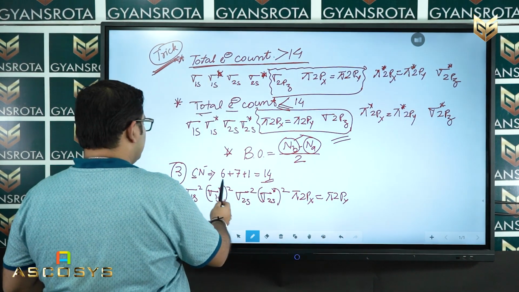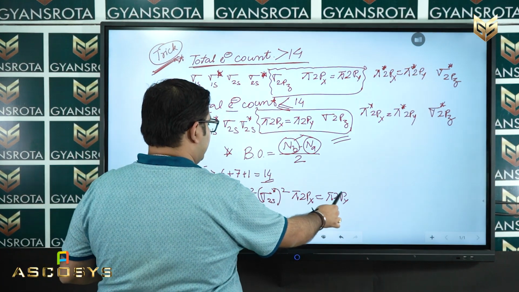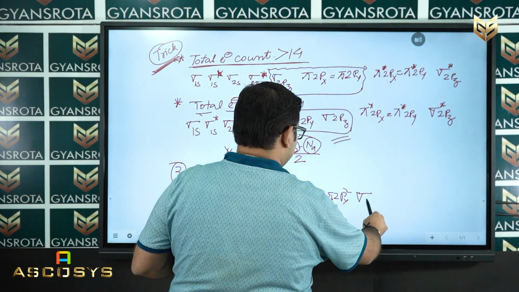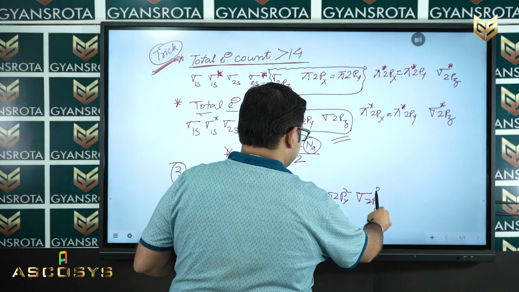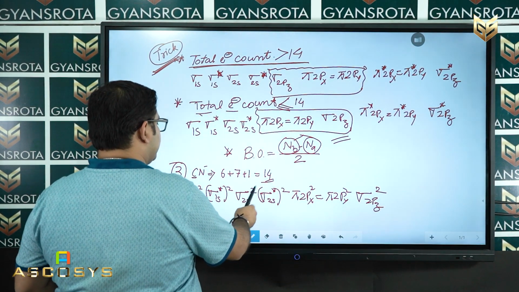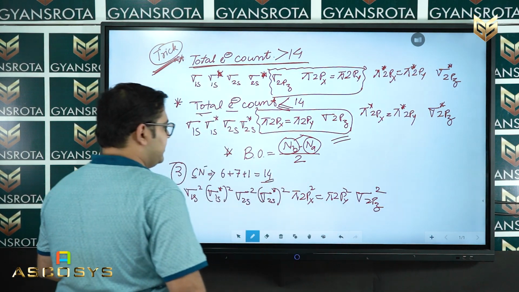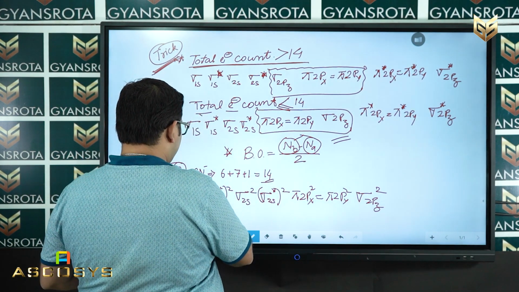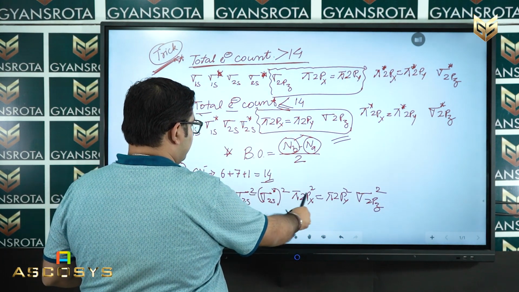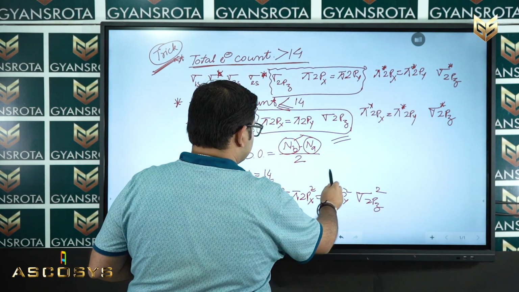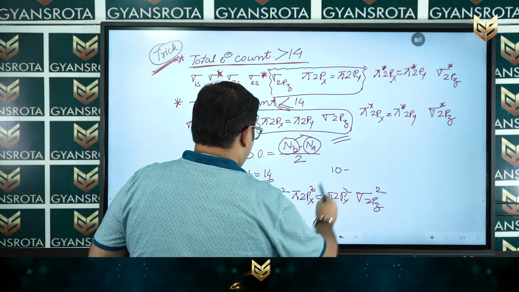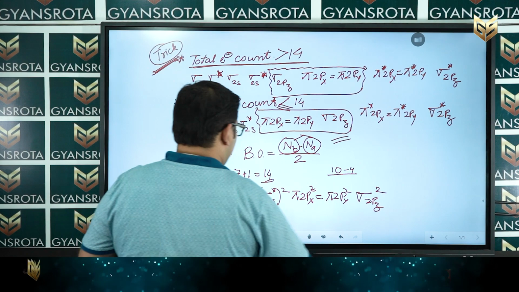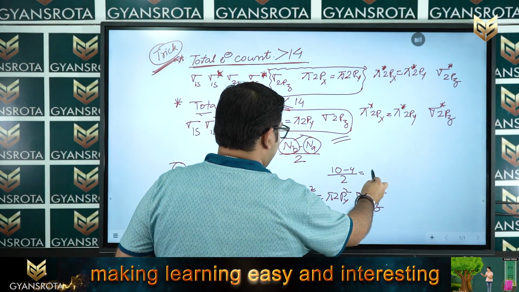Up to here, see, 2, 4, 5, 6, 7, 8, 9, 10, 11, 12, and 2pz is coming as 2. See, 2 plus 2, 4, 5, 6, 7, 8, 9, 10, 11, 12, 13, 14. Now, for the bond order, bonding minus anti-bonding. The bonding is 10 and anti-bonding is 2 plus 2, that is 4, and divided by 2, so it is coming as 3.